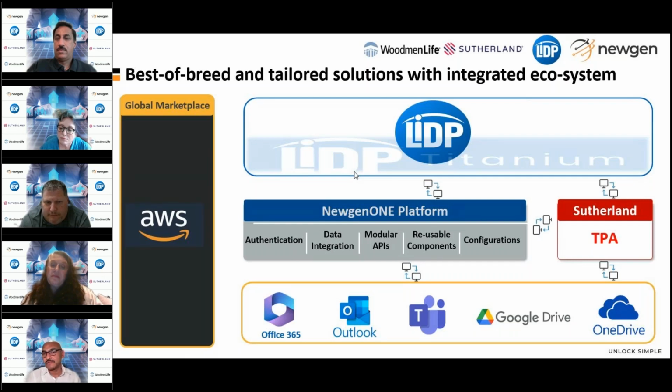And that's where this best of the breed tailored solution with the integrated ecosystem that the TPA platform brings together. So on the top, you see the core system, LIDP. Tim talked about all the good things about core system and what it brings. In the middle, you have this Newgen One platform in which all these processes, content, communication, artificial intelligence, machine learning, all these technologies are embedded to provide the operations which are done by the Sutherland in an integrated environment where they are able to use not only Newgen but also LIDP and certain collaborative tools that you see in the bottom. So those are the things that I just wanted to highlight.